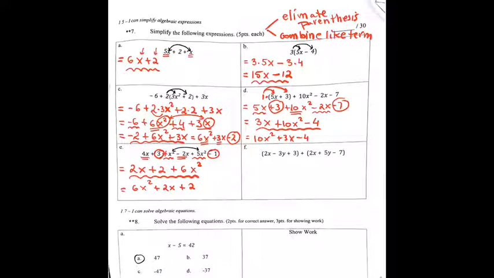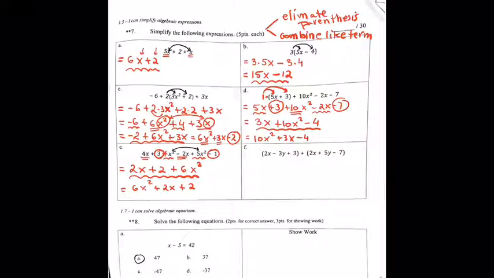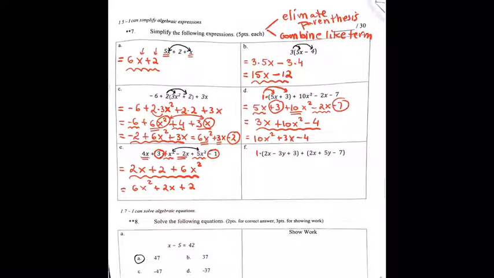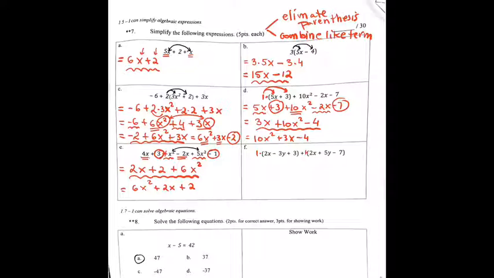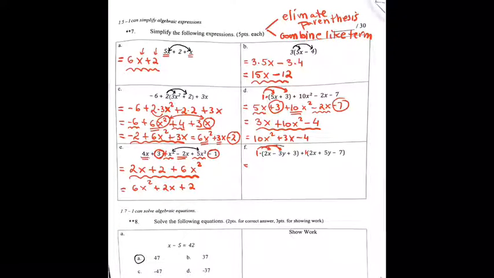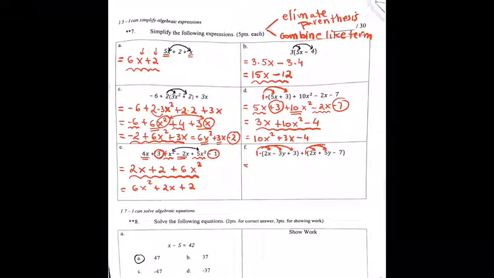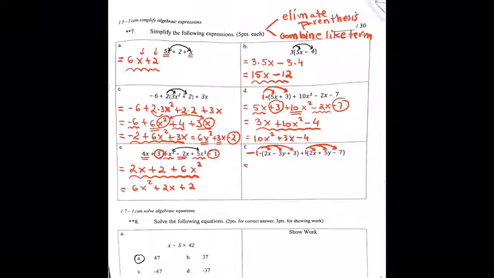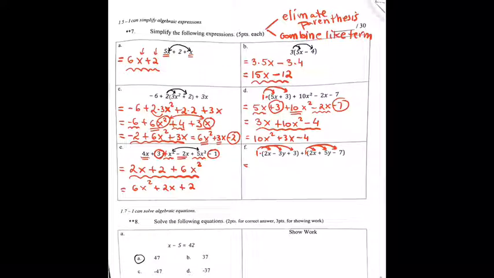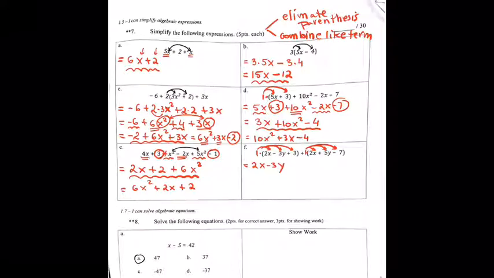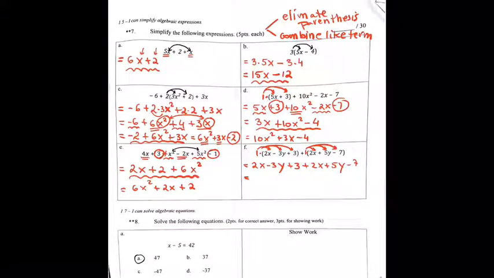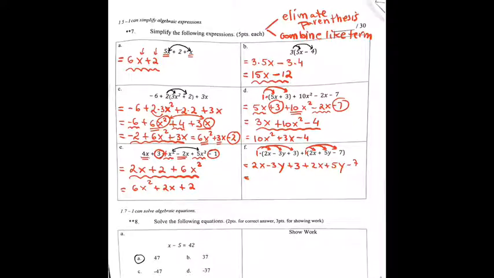And the last one here is f. Remember, first thing I do is eliminate parentheses if I have any. Here I can again multiply by 1 in front of my parentheses. If I distribute that 1, nothing changes because it's just a positive 1. If it was a negative 1, that would have changed the signs inside the parentheses. So I get 2x minus 3y plus 3 plus 2x plus 5y minus 7. So nothing really changed. Next step, combine like terms.